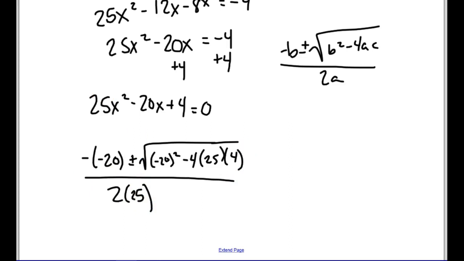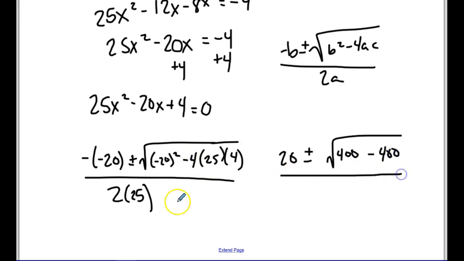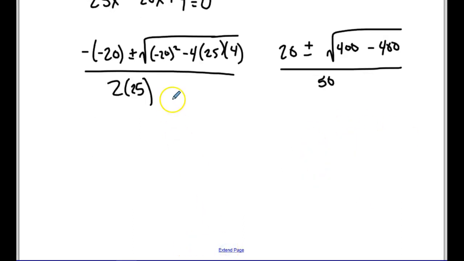So now I can continue to simplify what I'm looking at. The first thing I simplify is I see I have a negative of a negative, so it becomes 20 plus or minus the square root of negative 20 squared is a positive 400, minus 4 times 25 is 100 times 4 is 400, all over 2 times 25 is 50. So this becomes 0 because 400 minus 400 is 0. So 20 over 50, which means x now equals 2/5.